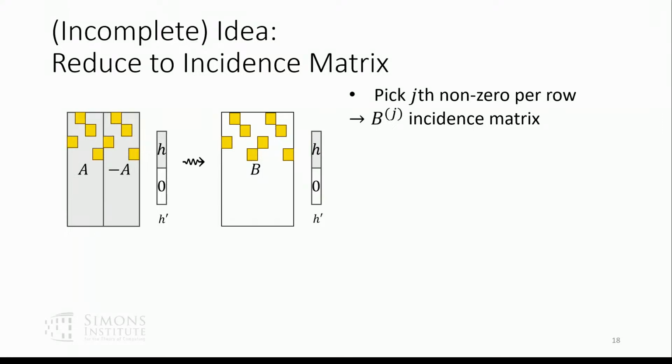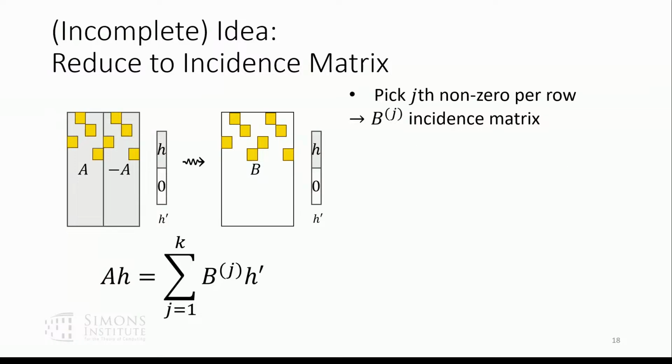And I can do this for the first non-zero entry, and then again for the second non-zero entry, and so on. Assuming I have k non-zero entries, I can say the product A times H is just the sum of these incidence matrices and the vector H prime, where H prime is just the original vector with zeros appended. So instead of general matrices, I just look at incidence matrices.